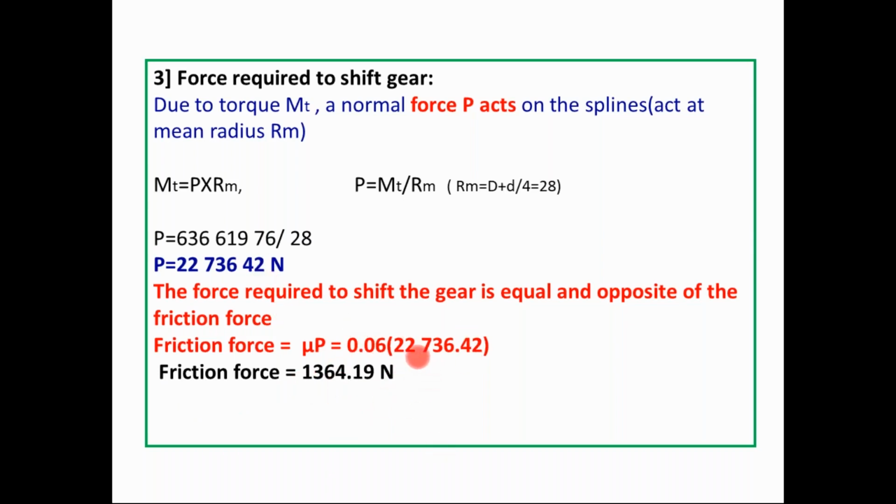Try to understand here. I have taken the correct value here. You can put here 22,736.42. So you will get the friction force. This is the force required to shift the gear. Try to understand. So what you have to do, from torque, find out the force multiplied by mu. You will get the equal and opposite force to shift that gear. This is about the splines problem.